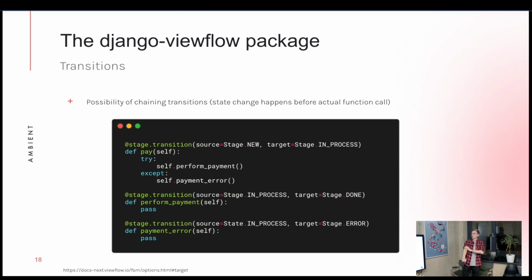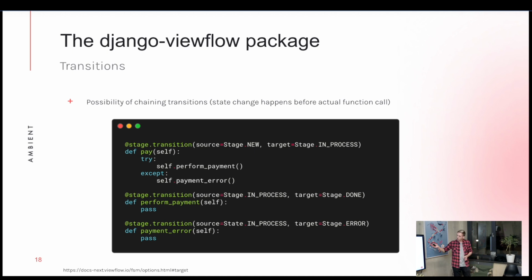One important thing to notice about transitions is that the state change actually happens before the function call. What that means is, as we can see here in the pay transition, I've defined a source which is new, so I only want to accept a state change if my object is in status new, and the target should be in process. So whenever I call this transition, and when the code arrives at the self-perform payment step, my object is already in status in process. That transition has already happened, but now the code is only executing.